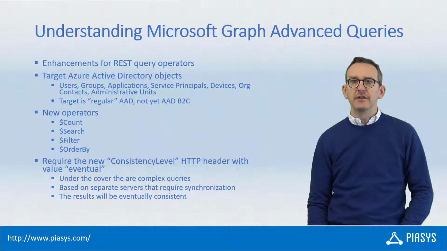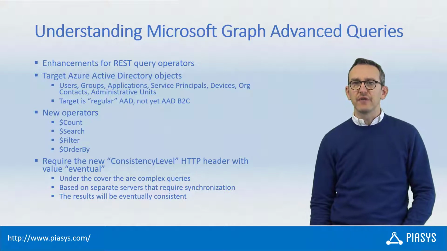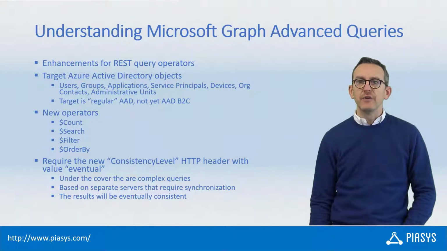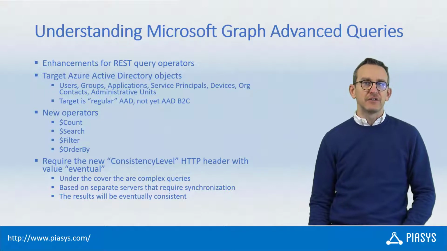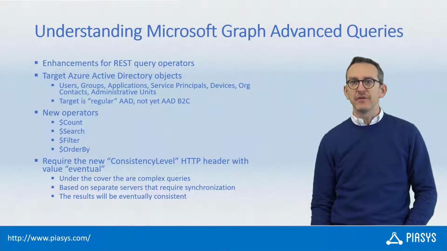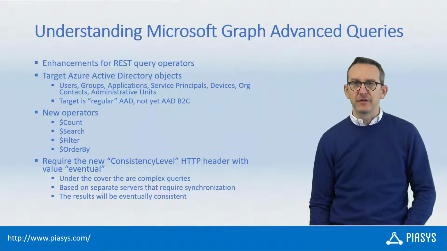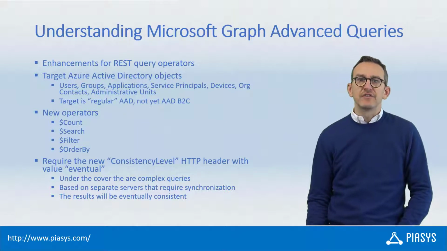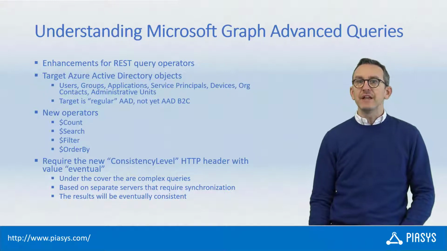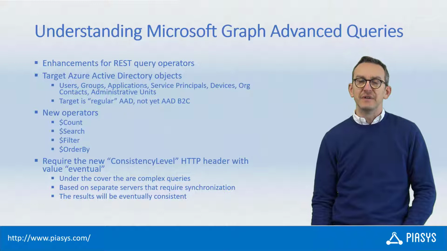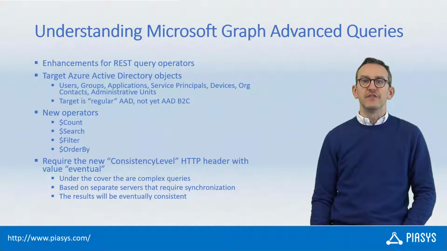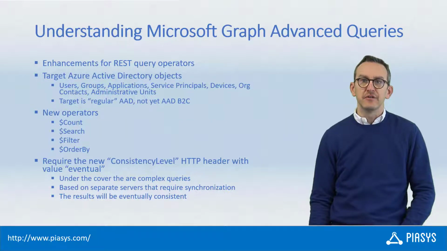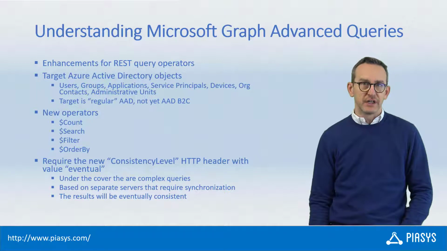$orderby. And in order to use these new capabilities, we need to provide in the HTTP REST request a header called ConsistencyLevel with value eventual, which means that based on the fact that the Azure Active Directory service is a distributed service based on multiple servers which need to be synchronized across the whole network, the result that you get from such queries can be eventually consistent, but it is not guaranteed that it will be consistent because it might be that the query you're running is targeting a server which is not fully synchronized with all of the other servers that you have in the distributed infrastructure of Azure Active Directory.